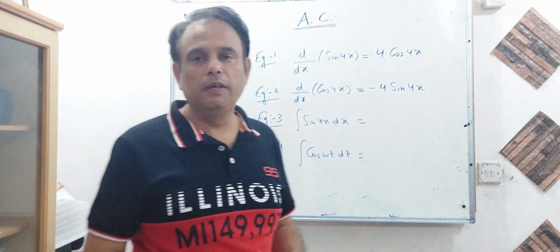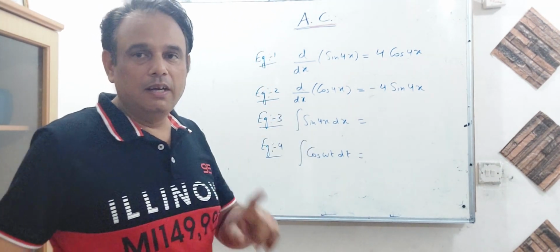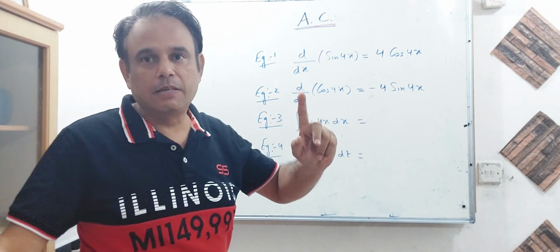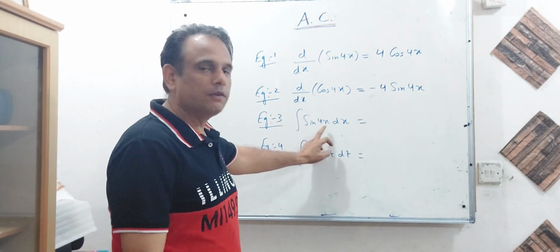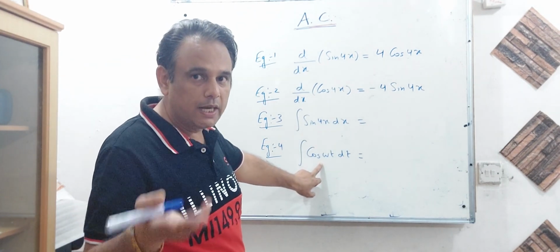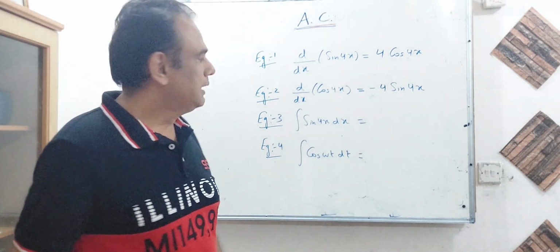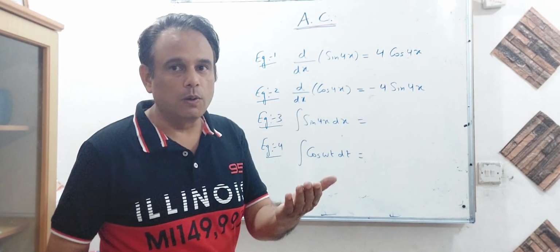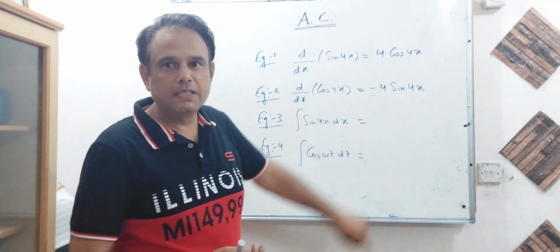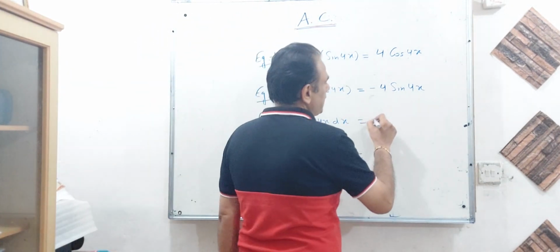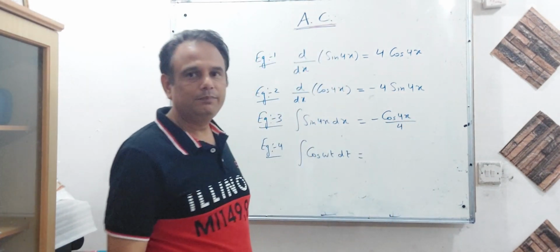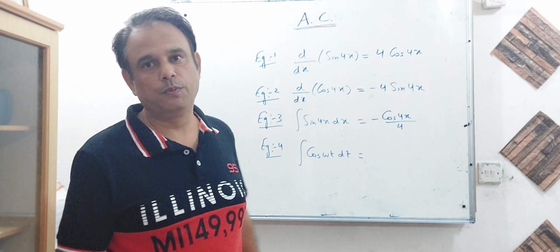Three and 4, look carefully. In example 3, I am asking you integration. It is called indefinite integration because there is no limit. Integration of sine 4x with respect to x. While here I am asking integration of cos omega t with respect to t. So integration of sine is minus cos. Differentiation of sine is plus cos, integration of sine is minus cos. So we will get minus cos 4x by 4.